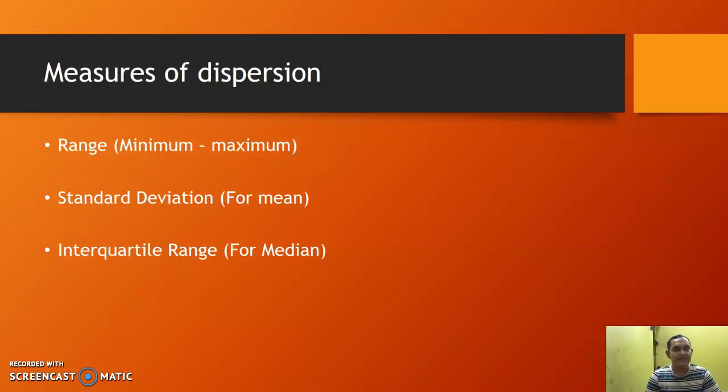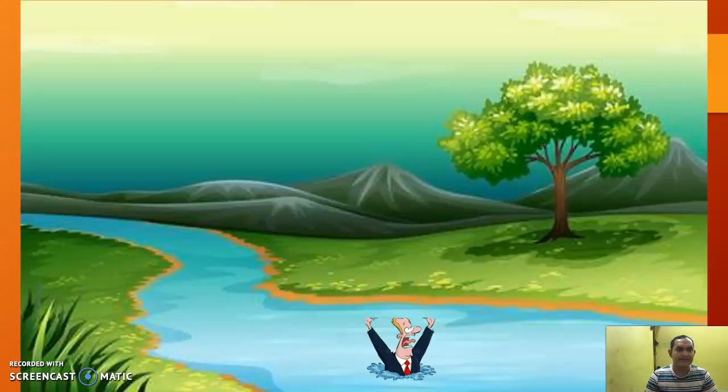Coming to the measures of dispersion, there are three which you should know of. These are range, standard deviation and interquartile range. Range is nothing but the minimum value and the maximum value. So in the age group example which we just did on the whiteboard, the minimum age was 18 and the maximum age was 22. So the range in this data set is 18 to 22. For the other measures of dispersion, like standard deviation and interquartile range, we will read in our next class.